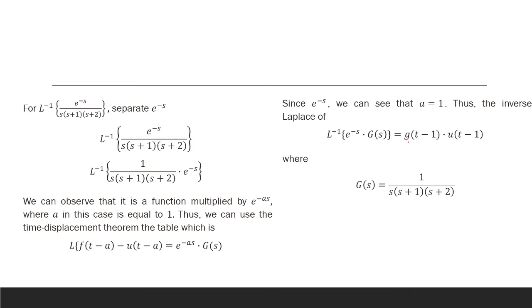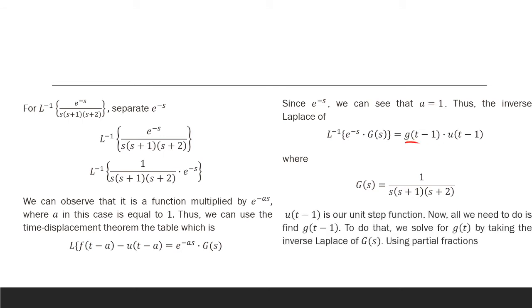So, ang kailangan natin is, we need to get ngayon g of t para makuha natin yung g of t minus 1. So, u of t minus 1 is our unit step function. Now, all we need to do is find g of t minus 1. So, to do that, hanapin muna natin si g of t. And we can get g of t by finding the inverse Laplace of g of s. So, again, magpa-partial fractions na naman tayo.